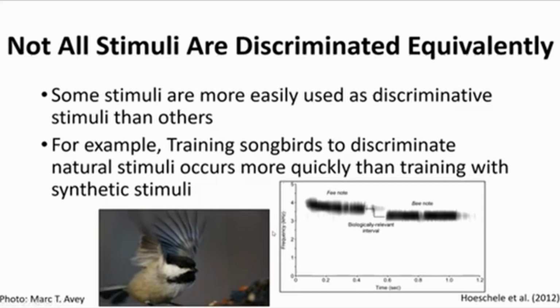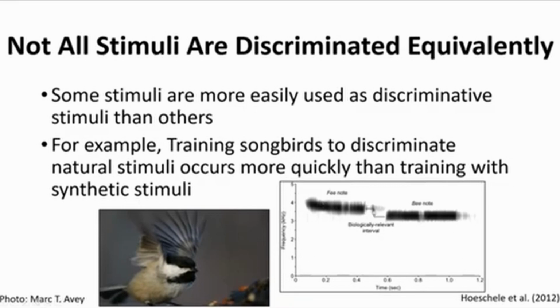The graph itself doesn't really matter. This is just a visual representation of what their song sounds like. And these guys are really, really quick at learning these songs because it's biologically relevant. It's involved in their mating behavior. It's involved in finding a mate, defending their territory, chasing off threats, all sorts of things. So they learn to discriminate these very, very quickly.